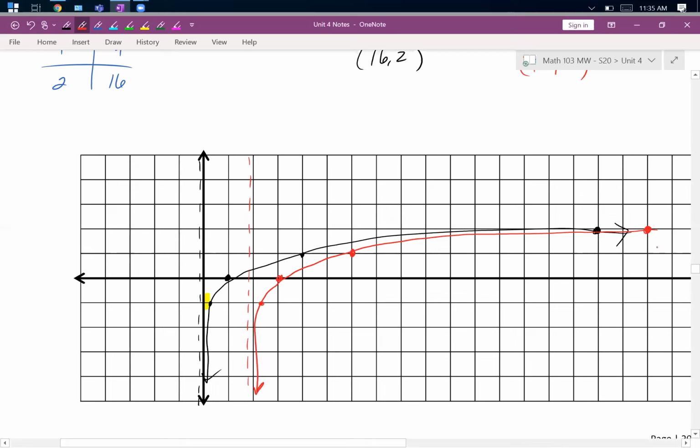Another common mistake that I see when people graph these is they don't give me the tail end of the graph, they'll just stop at the last point. I have to have this tail with the arrow on it. So do not just stop at 2 1/4, -1. Questions on the graph there?